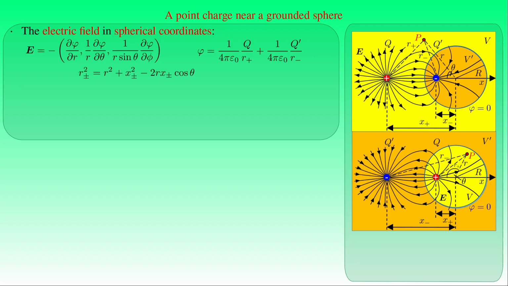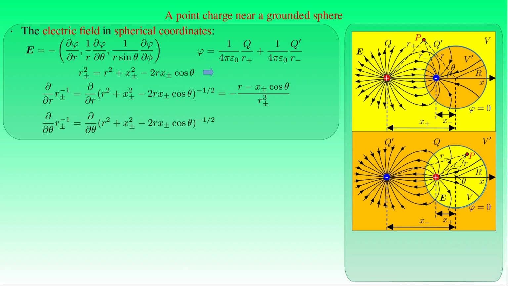Then we can derive the components of the electric field strength by computing the partial derivative of r sub plus or minus raised to the power of minus 1. By inserting the expressions for r sub plus and r sub minus into their partial derivative with respect to the distance r, we can write it as minus the ratio of r minus x sub plus or minus, times cosine theta to the cube of r sub plus or minus. Similarly, the partial derivative of r sub plus or minus raised to the power of minus 1 with respect to the polar angle theta is given by minus the ratio of r times x sub plus or minus, times sine theta to the cube of r sub plus or minus.